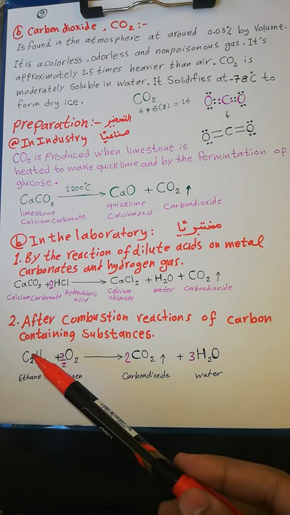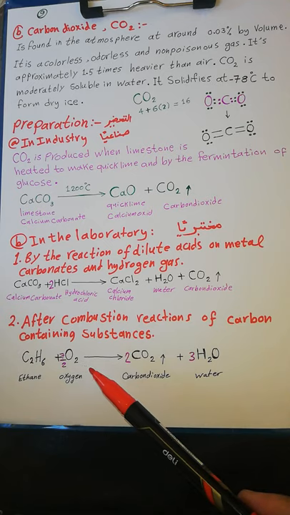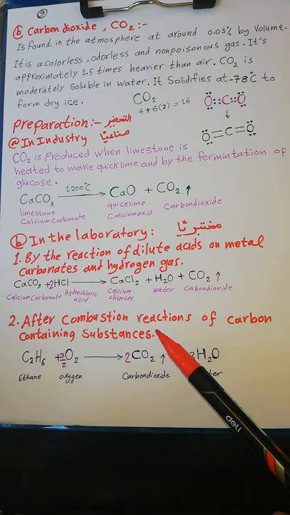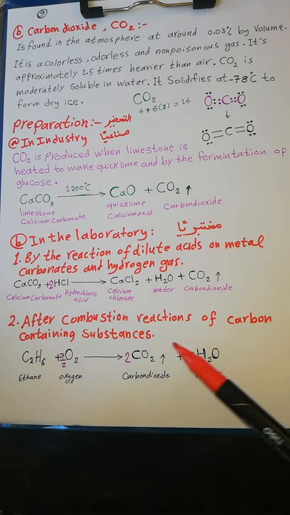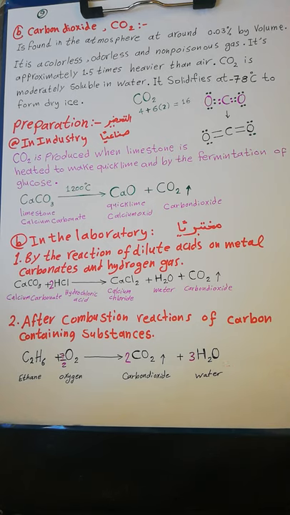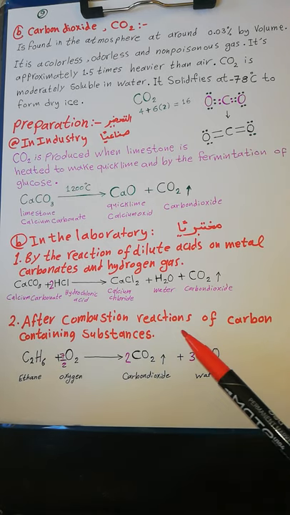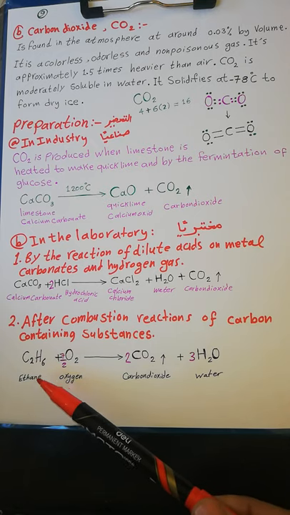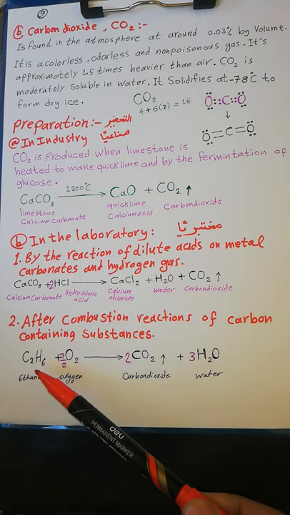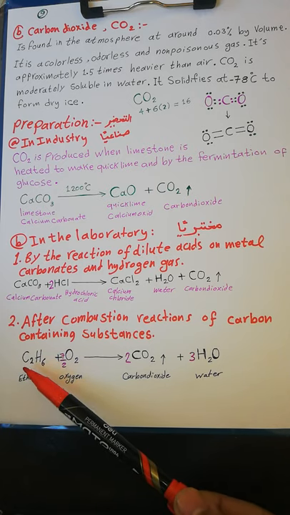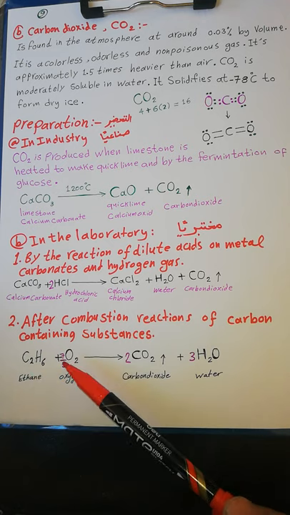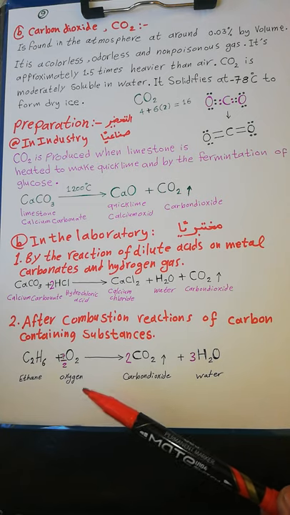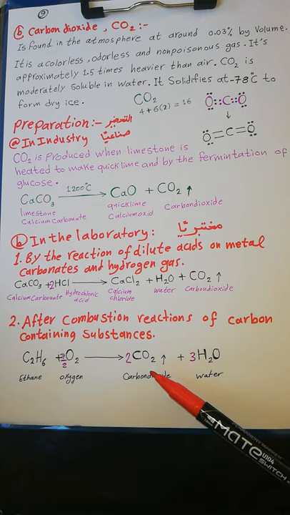The second method is after combustion reactions of carbon-containing substances, such as hydrocarbon compounds. After combustion reactions of carbon-containing substances, such as C2H6, C2H6 is ethane. It is a hydrocarbon compound because it contains carbon and hydrogen. Plus O2, O2 means combustion or burning.